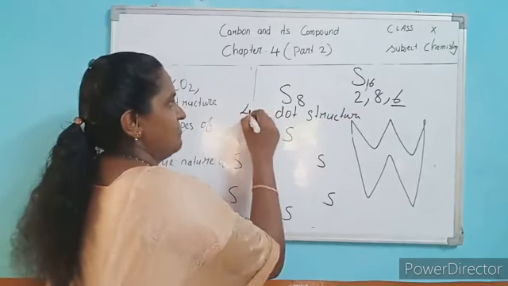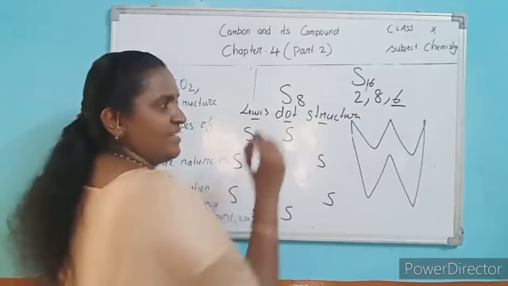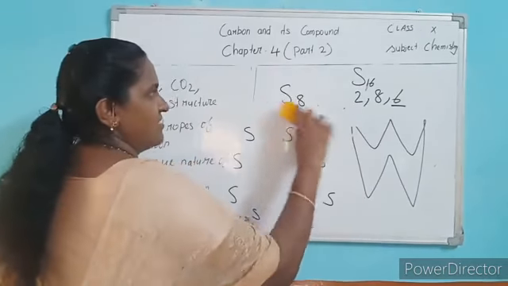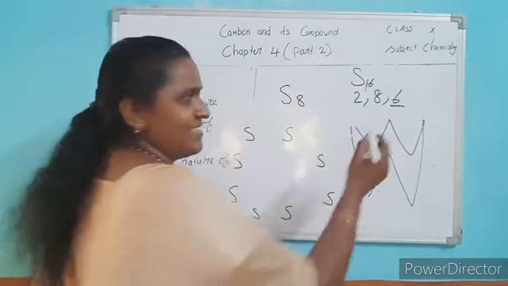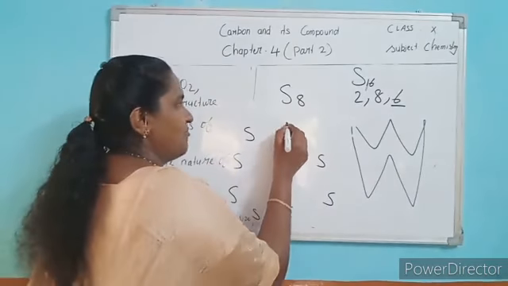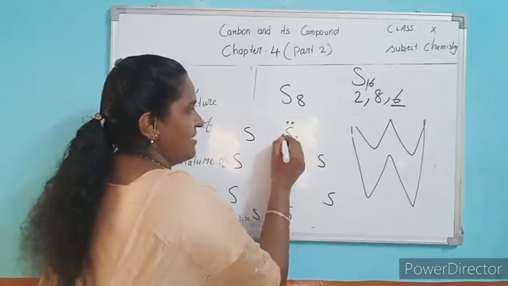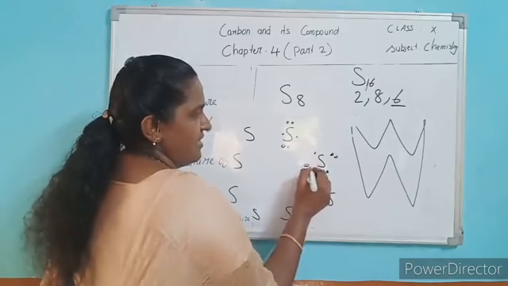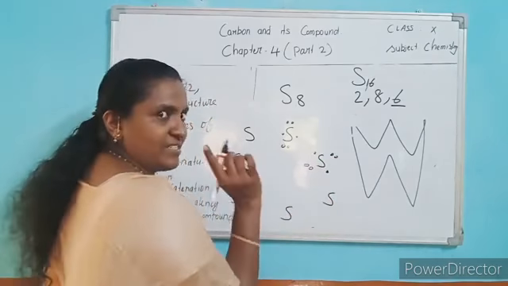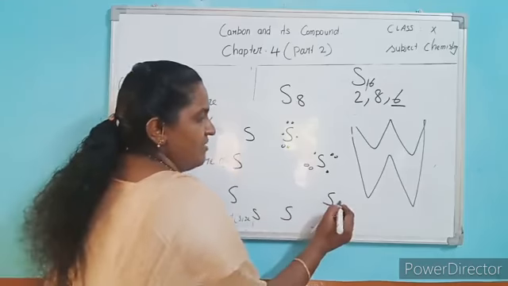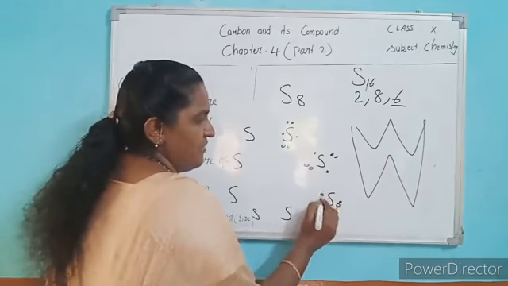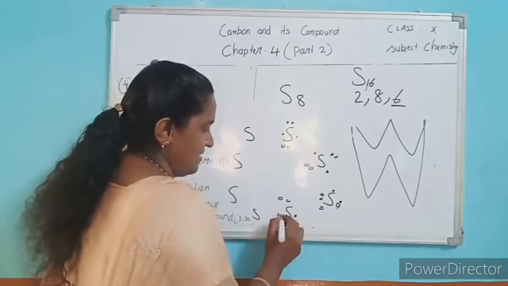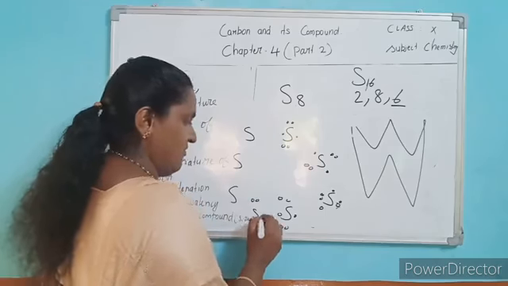Okay, Lewis dot structure. Understand? So you have to mention only the outermost electrons. Sulfur's outermost electrons are 6. So you do one thing: 1, 2, 3, 4, 5, 6. Understand? 6 electrons should be there around each sulfur atom. 1, 2, 3, 4, 5, 6.